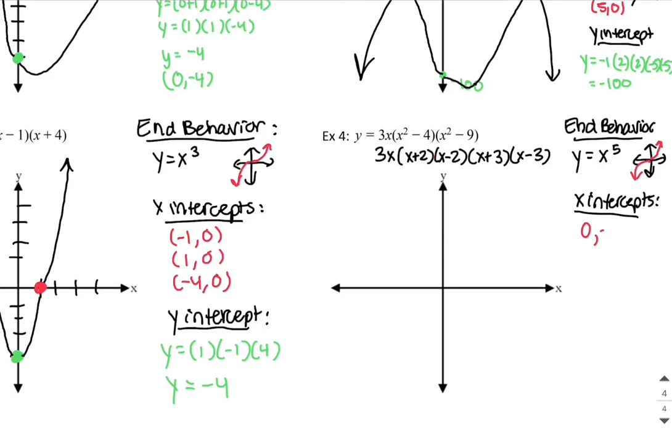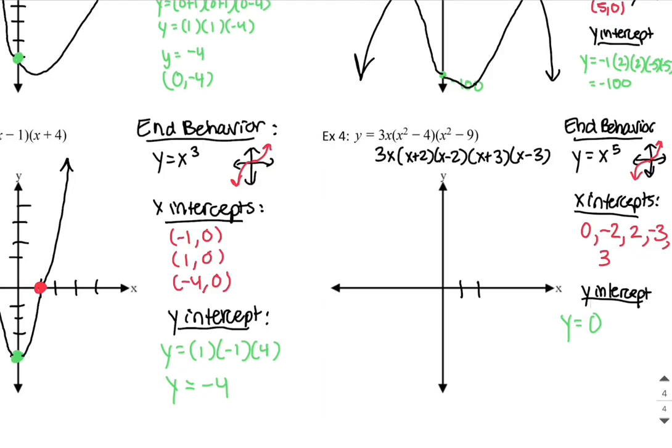To make this thing 0, I would have to plug in -2. To make this thing 0, I would need to plug in +2. To make this thing 0, I would need -3. And then for the last one, I would need +3. So those are all my x-intercepts. That's a lot of x-intercepts. And then for my y-intercept, y is equal to, the whole thing's going to be 0 because I have that factor of 3x. So it's just going to be 0 when I multiply, because 0 times anything is 0.